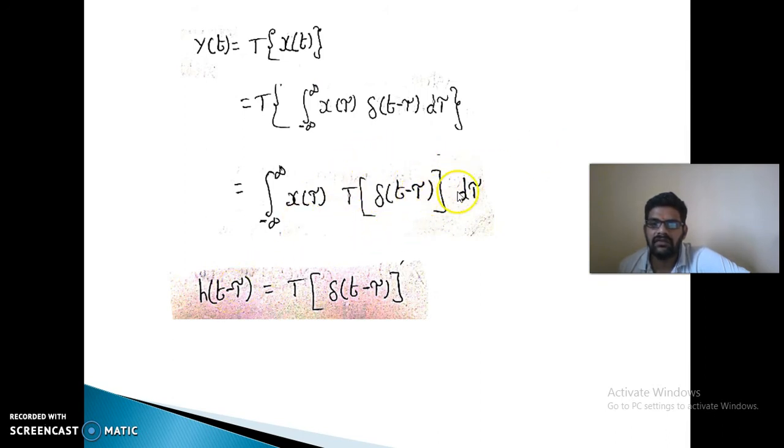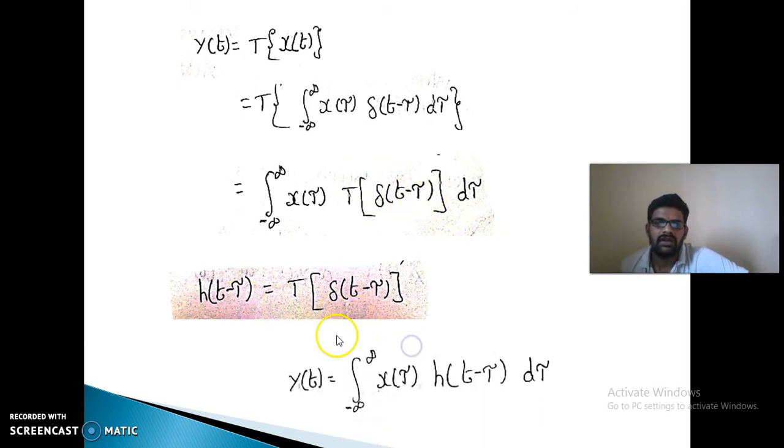h of t is already defined: h of t is equal to the transformation of del of t function. So for del of (t minus tau), it is h of (t minus tau). Then y of t, the output of the system, is equal to the integral from minus infinity to plus infinity of x of tau h of (t minus tau) d tau. So this is the actual output or response of the system.